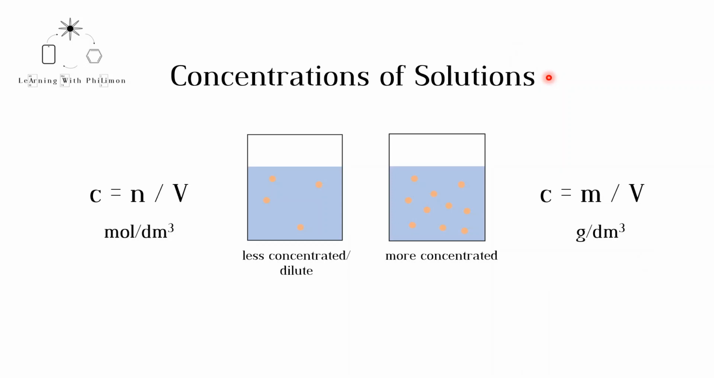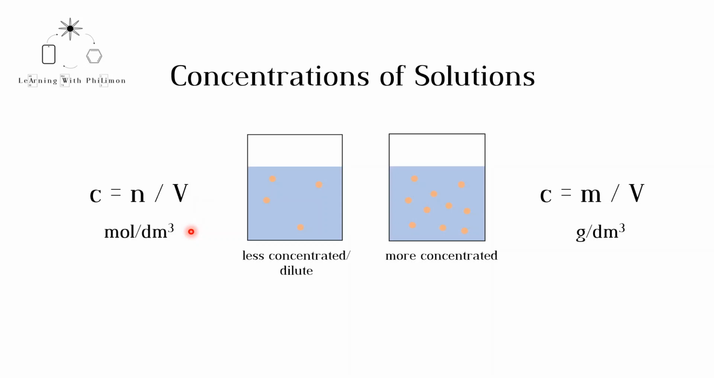In this video, we will be looking at how to calculate the concentrations of solutions and how to use concentration in stoichiometry calculations. In the last video, we looked at stoichiometry calculations involving gases. Concentration C can be calculated using the equation C is equal to moles n divided by the volume of the solution V. The unit of concentration is mole per dm cubed.